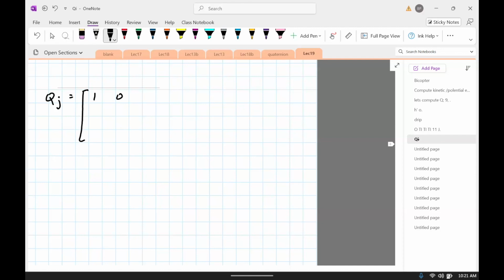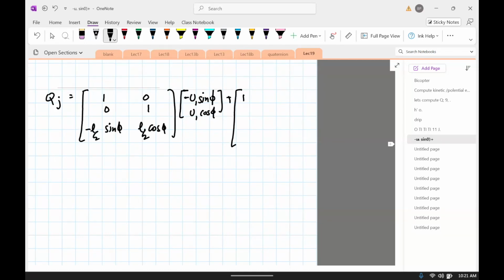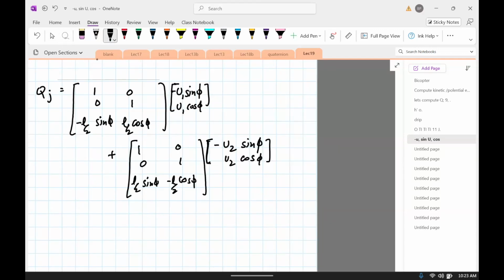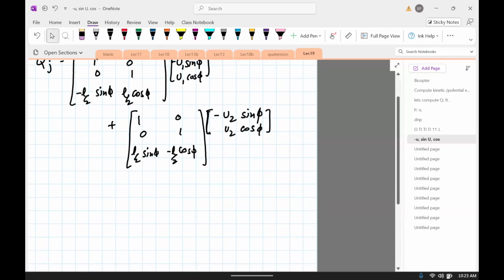So 1, 0, 0, 1, minus L divided by 2 sine of phi, 0, 1, L divided by 2 cosine of phi, times minus u1 sine phi, u1 cosine phi, plus the same thing 1, 0, 0, 1, except that here it will be L divided by 2 sine of phi, minus L divided by 2 cosine of phi. Okay, so after doing the math, that is taking the matrix product and summing it up, we get the following form.